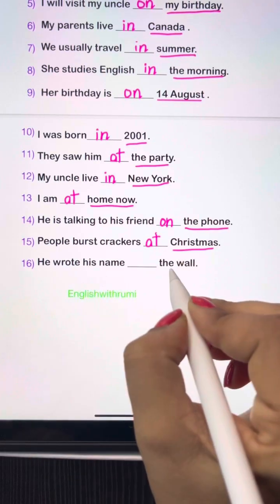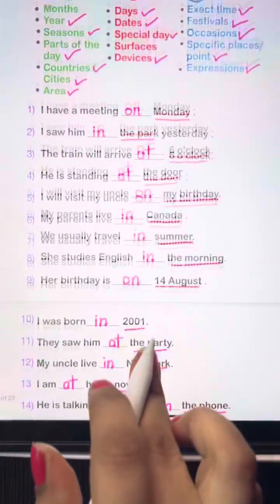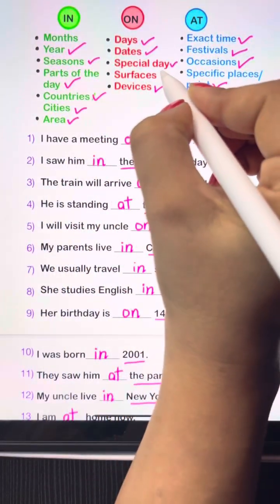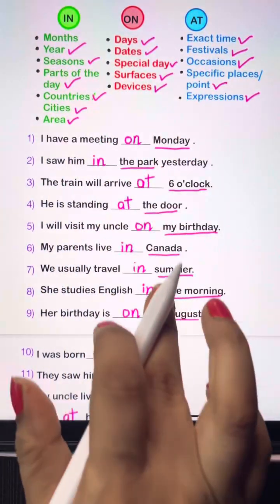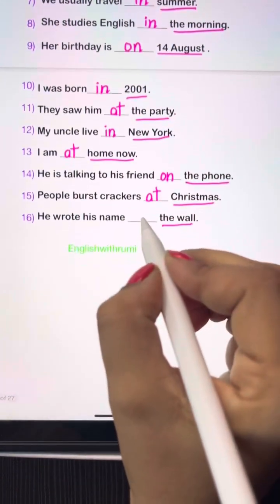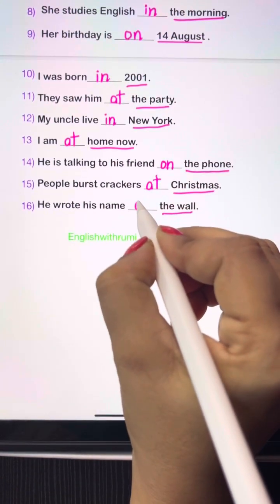And the last one is, he wrote his name blank the wall. The wall is a surface. He wrote his name on a surface. So the answer should be, he wrote his name on the wall.